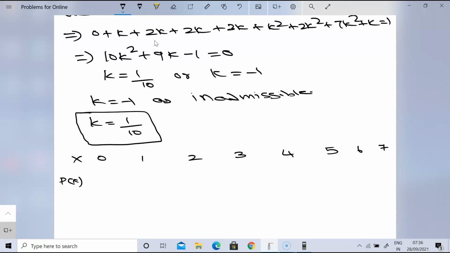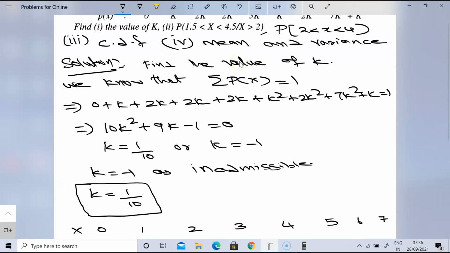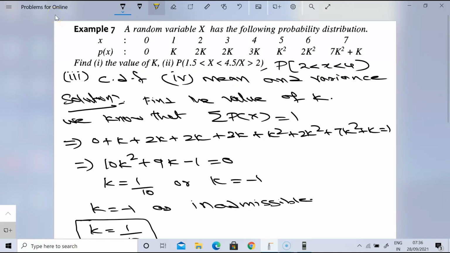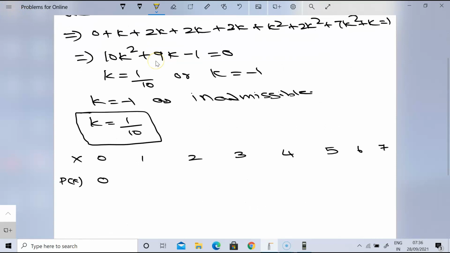Next, P of X. The first value is 0, see in the problem. So what am I doing? Here, I'm going to substitute. If I see K, I'm substituting in all these places. The second value is K, which means K value is 1 by 10. The third value is 2K, so I'll write it as 2 by 10. Again it is 2K, 2 by 10. Then 3 by 10, because the fourth value is 3K. And finally there are K squared, 2K squared, and so on.